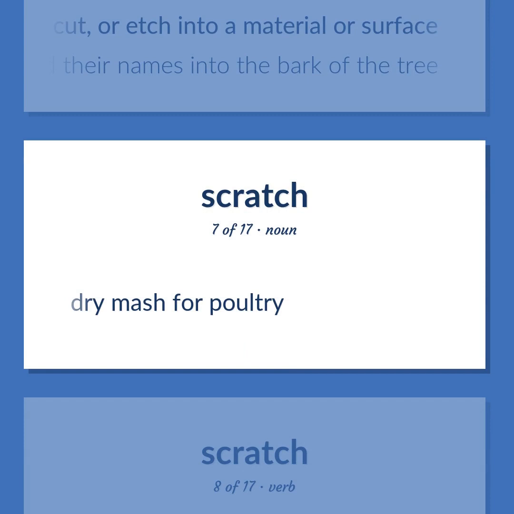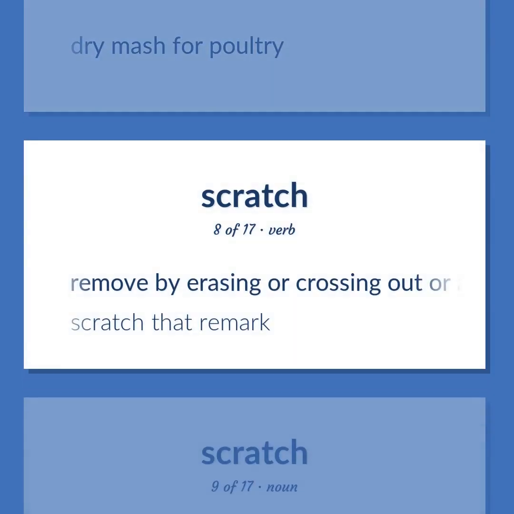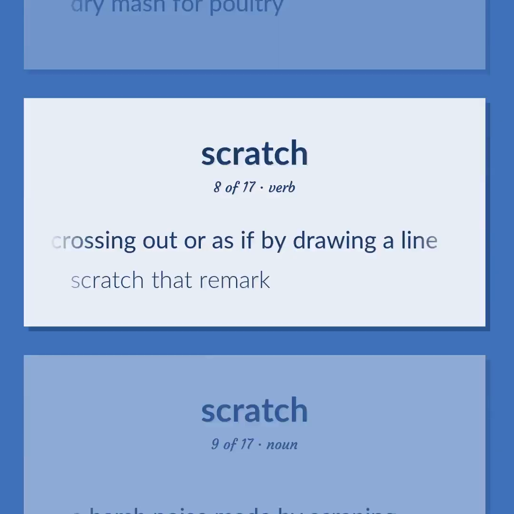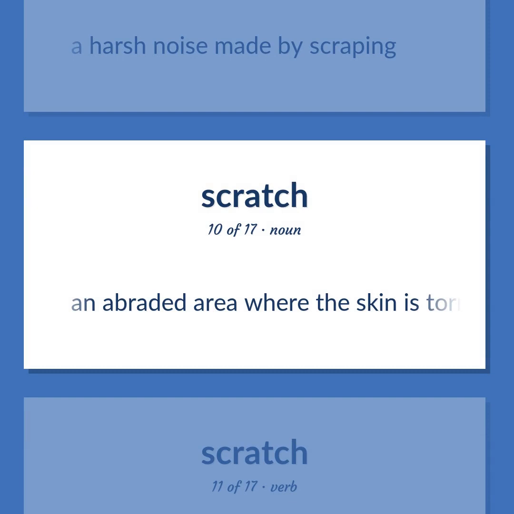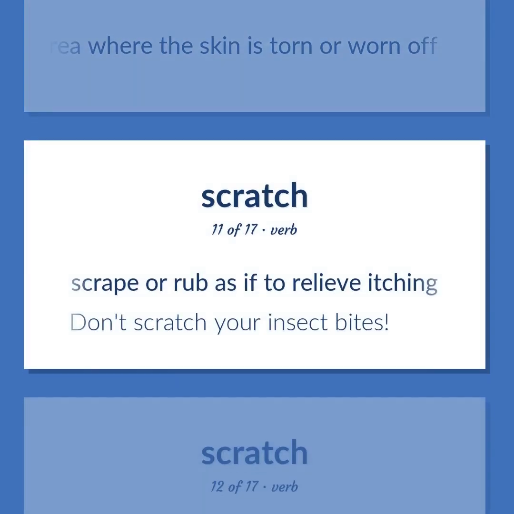Dry mash for poultry. Remove by erasing or crossing out or as if by drawing a line. Scratch that remark. A harsh noise made by scraping. An abraded area where the skin is torn or worn off. Scrape or rub as if to relieve itching. Don't scratch your insect bites.